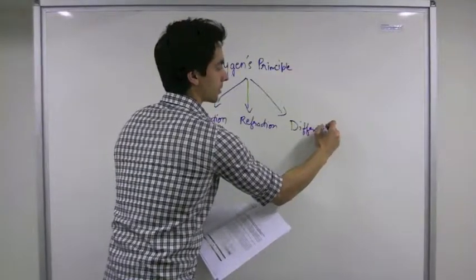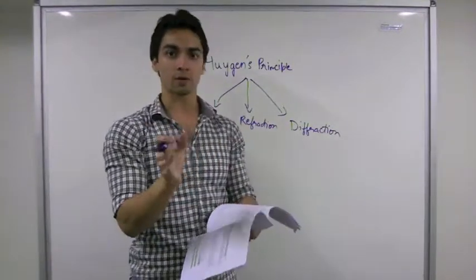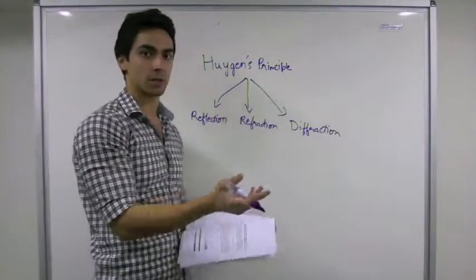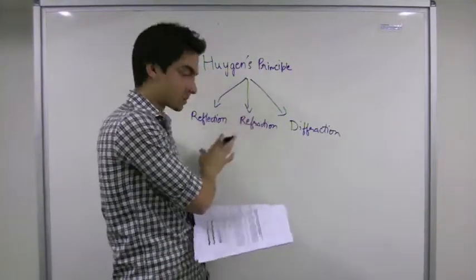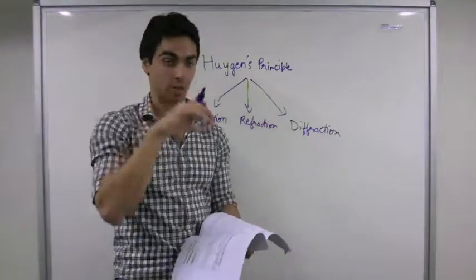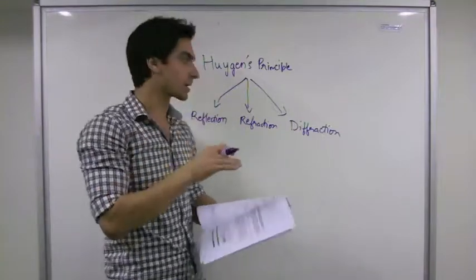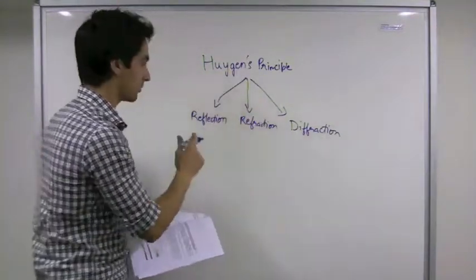So in the supplementary reading section of some of the reference books, there is a detailed explanation of how Huygens principle can be used to explain each of these phenomena. That's for extra reading for the students. But in class, they just need to know that this principle can be used to explain all these three phenomena.